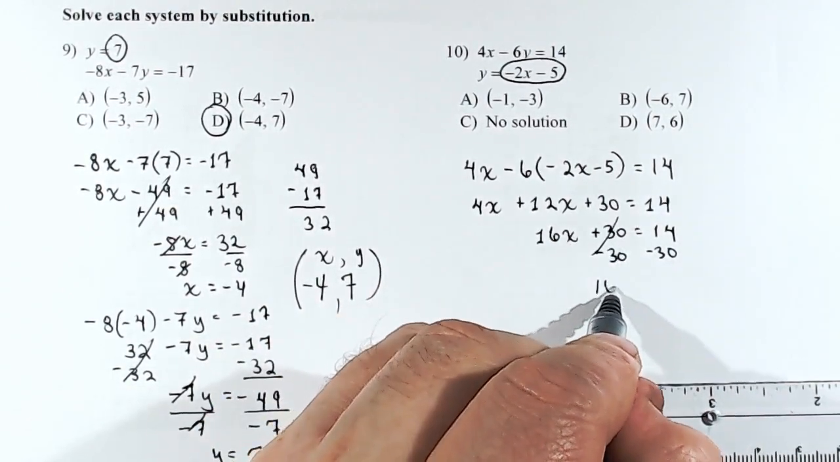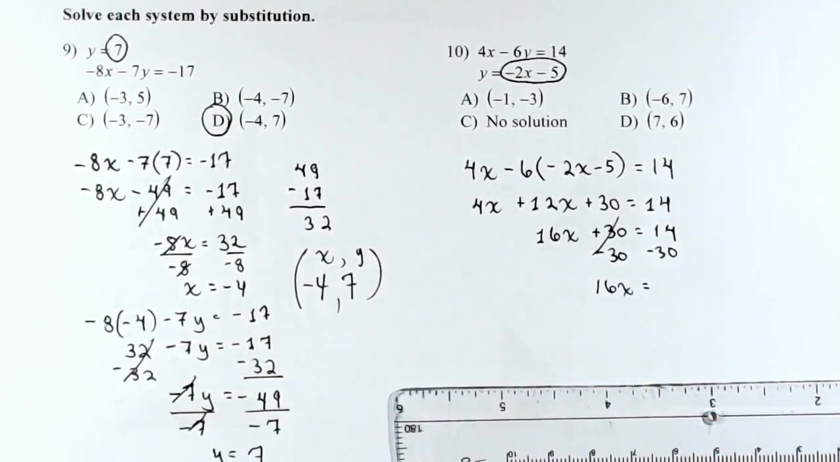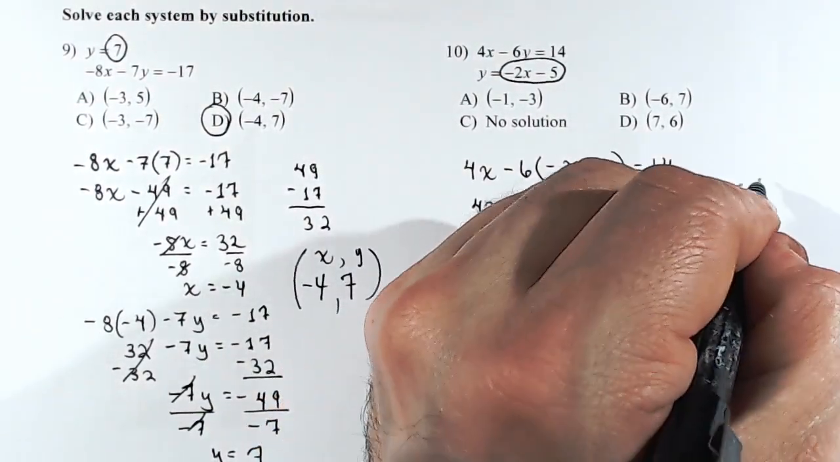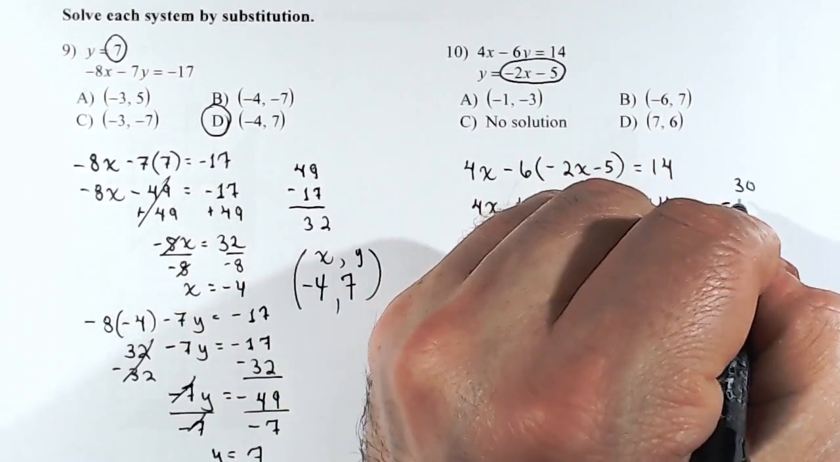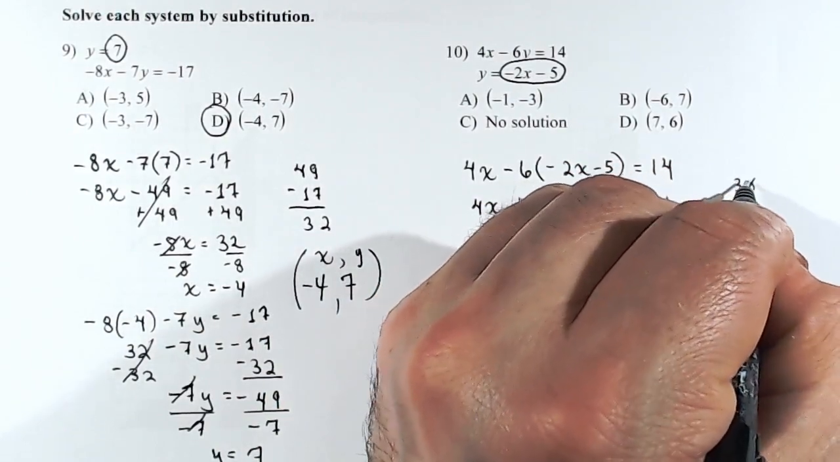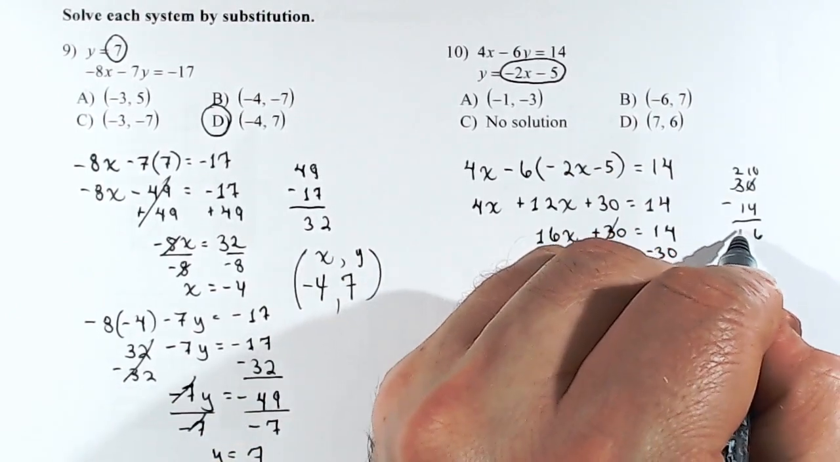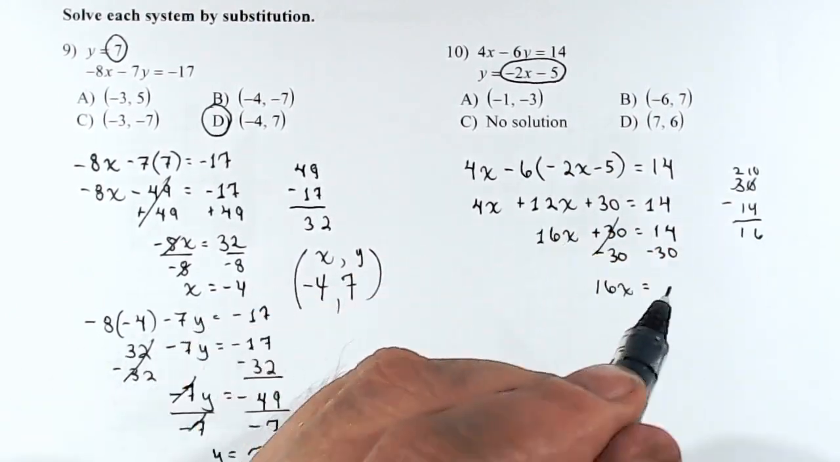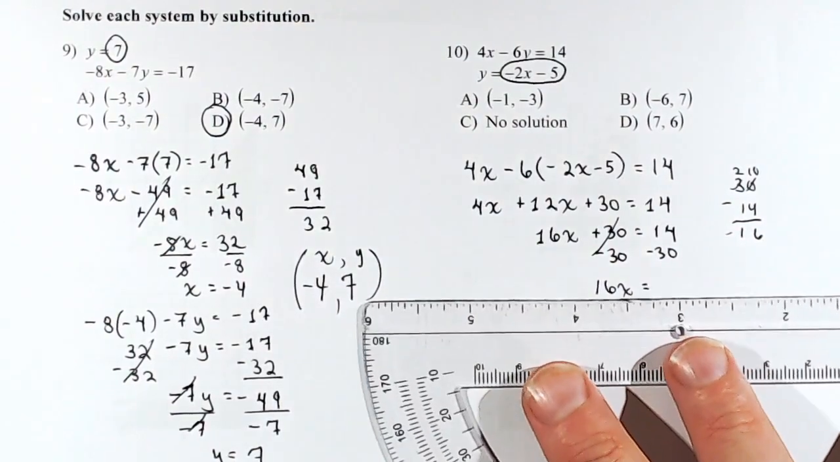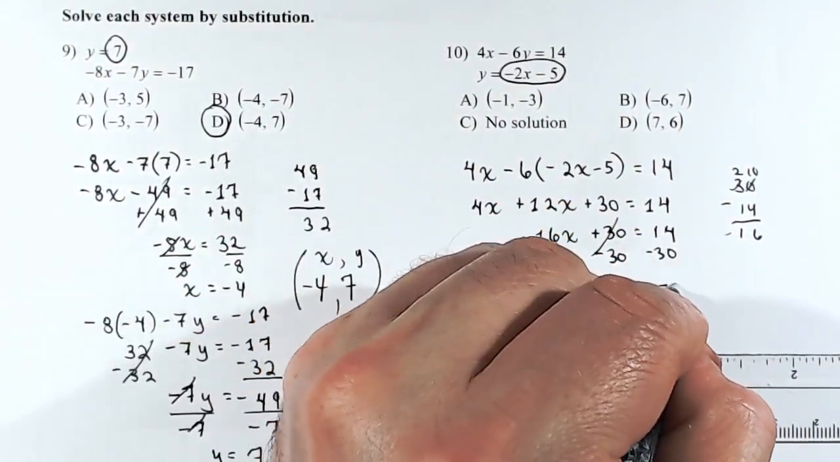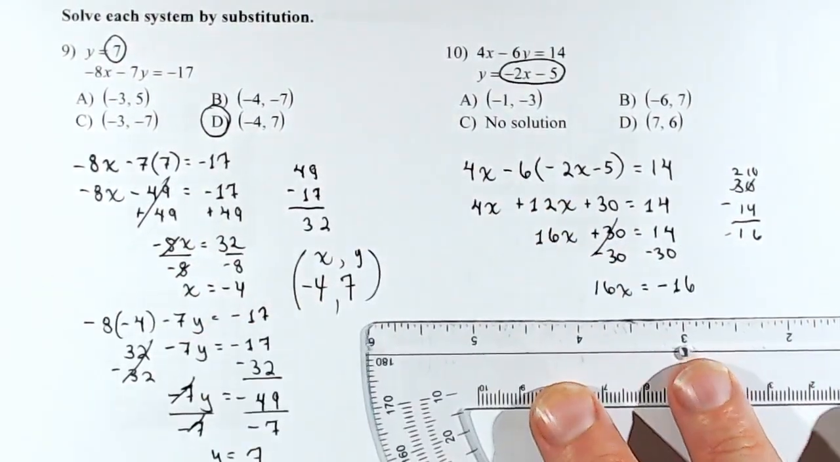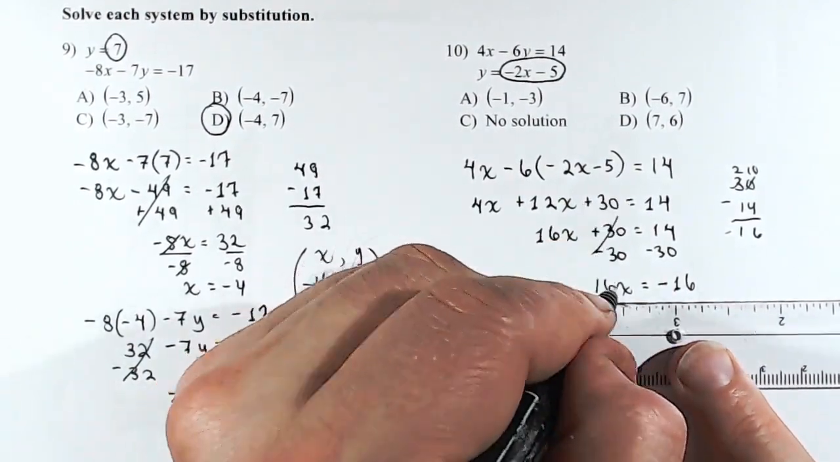Now I have 16x equals 14 minus 30, which I'm just not comfortable doing in my head because I don't want to make a silly mistake. 4 from 10 is 6, 1 from 2 is 1, and it's negative, so negative 16. Oh, okay, I should have seen that. Sorry, negative 16.